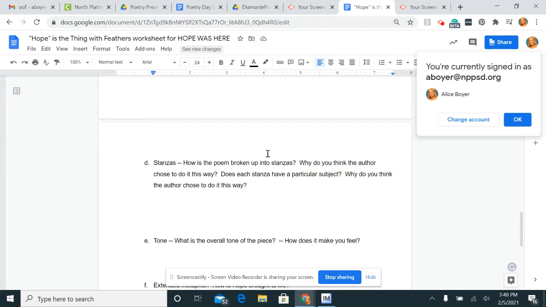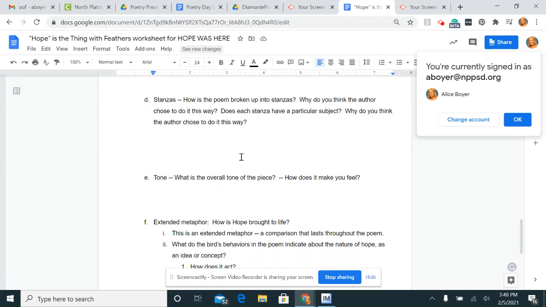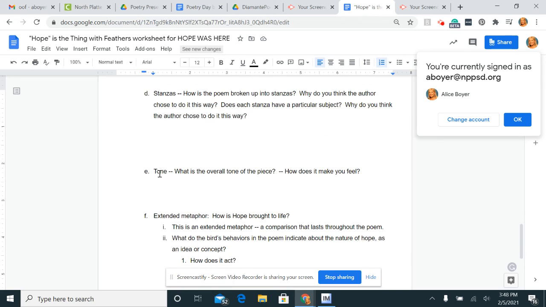How's the poem broken up into stanzas? We know that stanzas are sort of like paragraphs. Why does she do this? Does it have a particular subject? Tone. Tone is how the author writes. So for example, Stephen King, his tone is suspenseful or frightening or something like that. Okay. How does it make you feel?